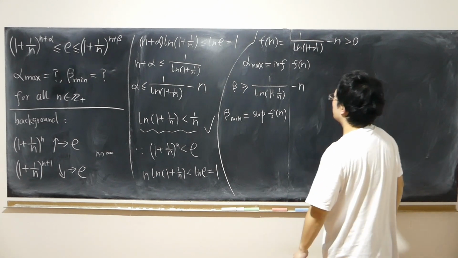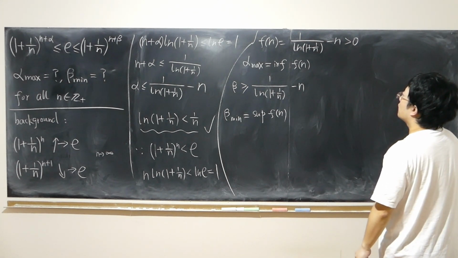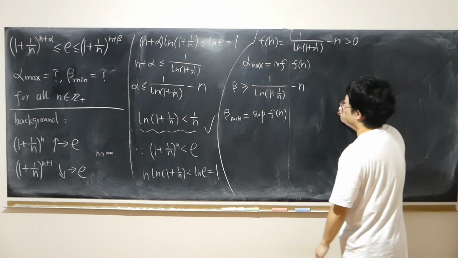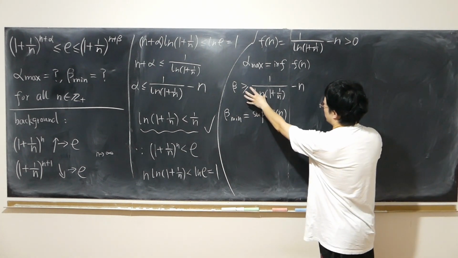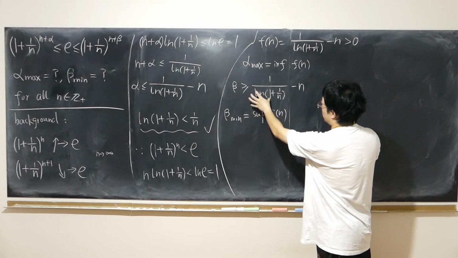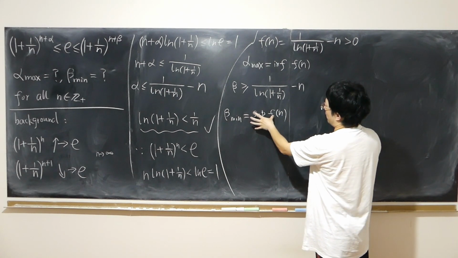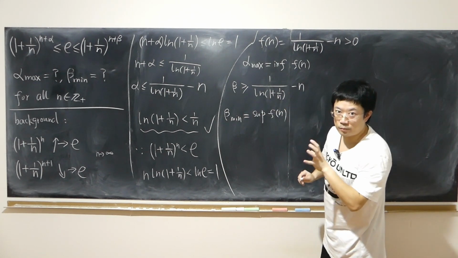So the question is, does it even have an upper bound? Is it bounded above? If it's bounded above, fine, it has a least upper bound. I say yes, it's really bounded above.